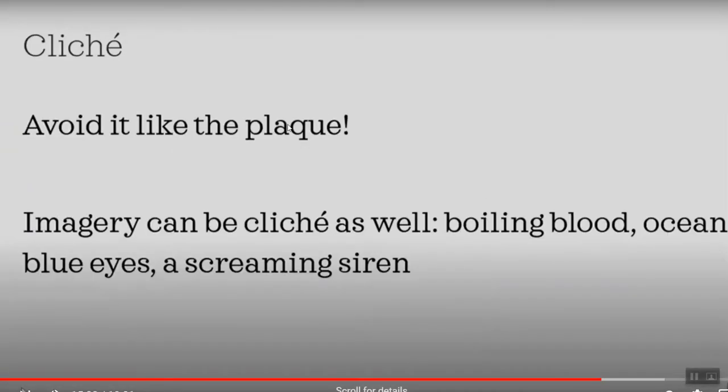Okay, I love that I wrote plaque on here and didn't realize it for a really long time. But cliches, you want to avoid them like the plague, haha. There are certain imagery that can be cliche as well. Boiling blood, ocean blue eyes, a screaming siren. We've seen these things before. I'm sure that you guys have some piggy and fishy airs within you that you are just dying to get out. So try to avoid using cliches.